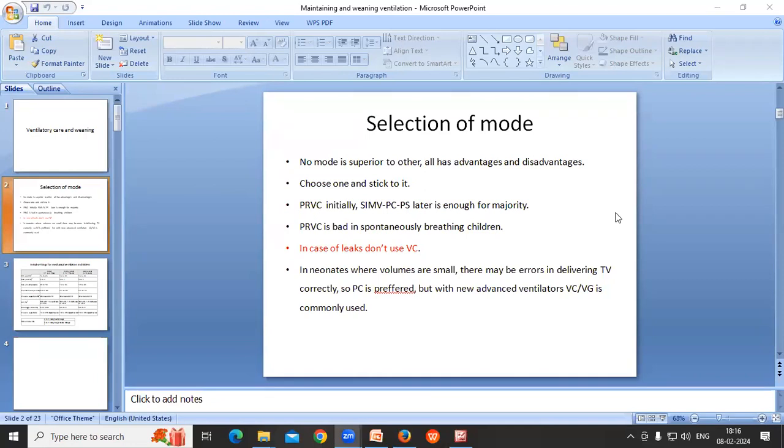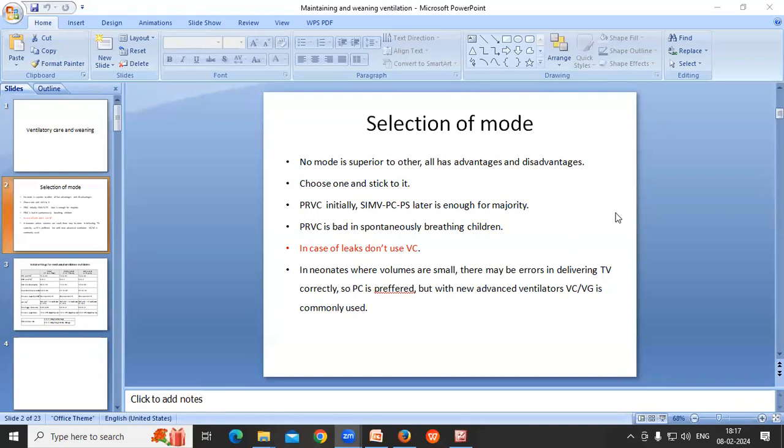Parenchymal. You need to answer it's parenchymal. It's not only ARDS, it is for pneumonia, it is pulmonary, anything. If it is parenchymal pathology, you have to touch PEEP first to alter MAP. In case of airway pathology, PIP. That's all.